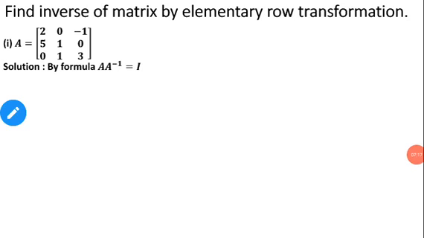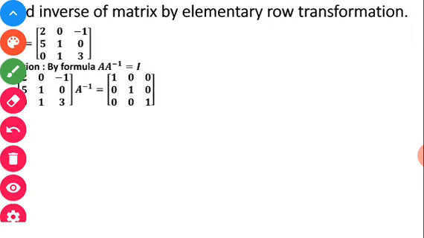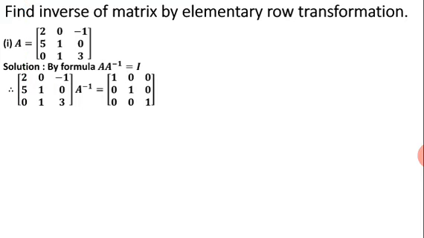First, by the formula A into A inverse is equal to I. Then as we are getting this first line, I am putting the value of A here, 2 0 minus 1, 5 1 0, 0 1 3. A inverse as it is 1 0 0, 0 1 0, 0 0 1. These are the identity matrix. Okay students, let's see here. I am explaining. This was the matrix A and this is your identity matrix that I have written first. After writing that, now step number 1.